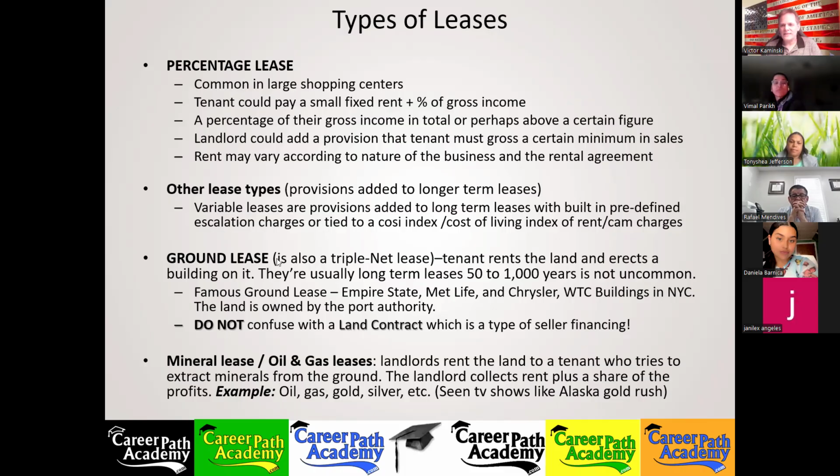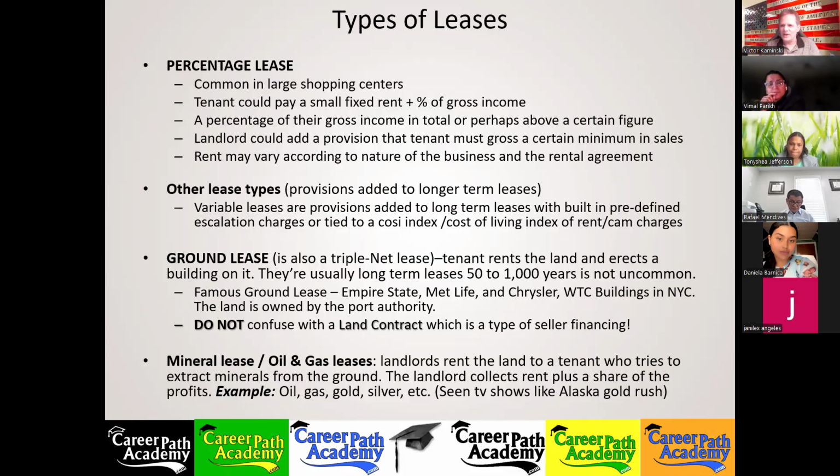Okay, now a ground lease is also a triple net lease. Because a ground lease, what is a triple net lease? It's one where the tenant's responsible for paying the rent and all property expenses. All property. Okay, so what is a ground lease? Well, you're renting the ground, the raw land, just the ground. And you're going to construct a building on it.